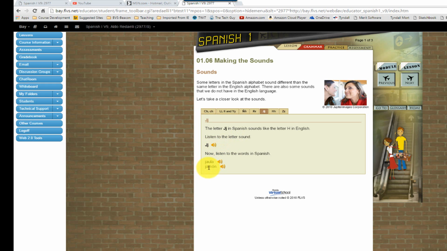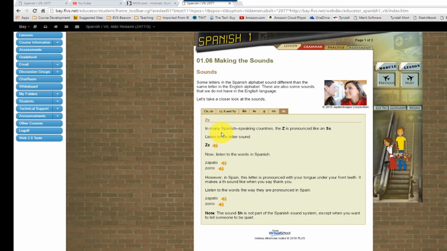Letter J sounds like an H. Jaula, which is cage. Jamón, which is ham. Jaula, jamón. And the H in Spanish has no sound. Remember that. Hilo, hermano. Hermano is brother. Hermana is sister.